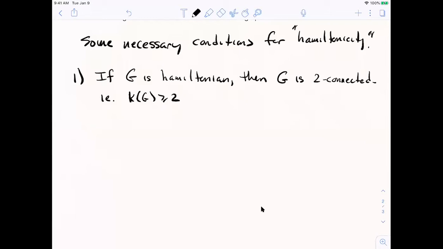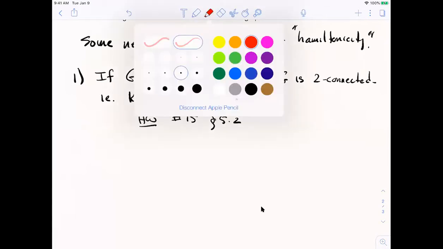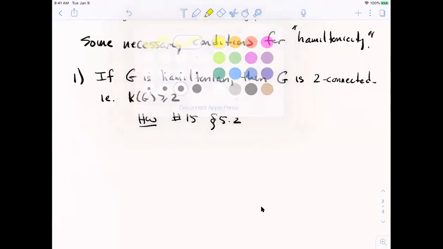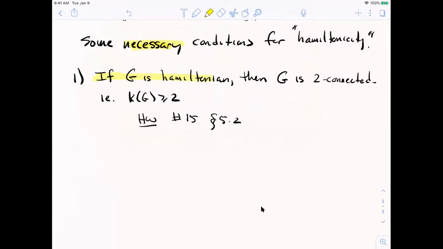All right. So I'm going to leave this as a homework problem. This is going to be, I think it's number 15 in your text in section 5.2. If I'm wrong about that, forgive me. I need to write up the homework and get it on Canvas sometime before class tomorrow. But that one I'm going to leave to you. But that's an example of a necessary condition. I'm calling it a necessary condition because it's a statement of the form, if G is Hamiltonian, then blah, blah, blah. And now the blah, blah, blah is it's two connected.